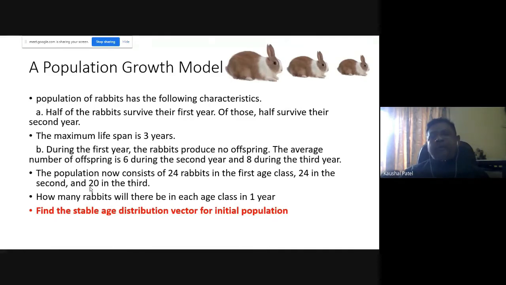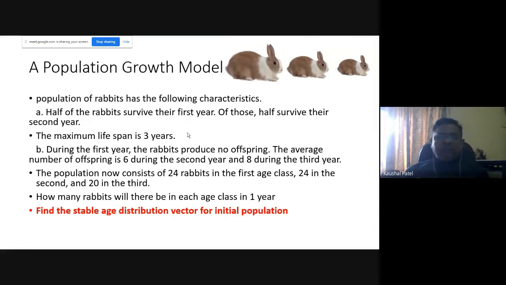Between 1 and 2 years, there are two rabbits and one of them is dead. So in the third year, only one rabbit is left. And after the completion of the third year, that rabbit also dies. So the maximum lifespan of a rabbit is 3 years. This is the life cycle of rabbits we have, from past experience or information.